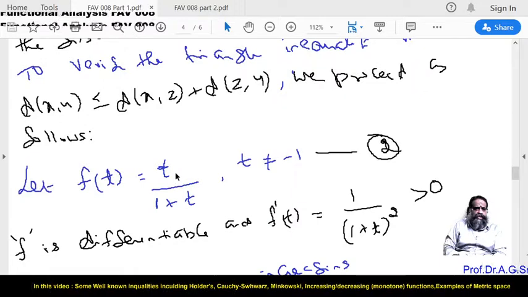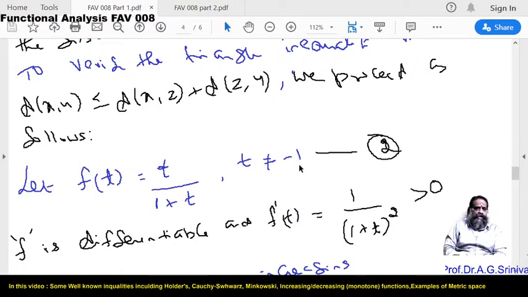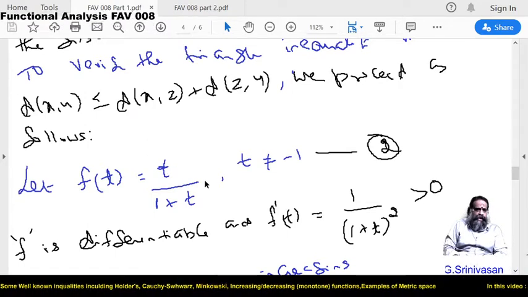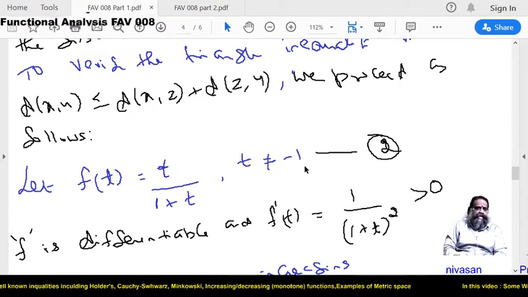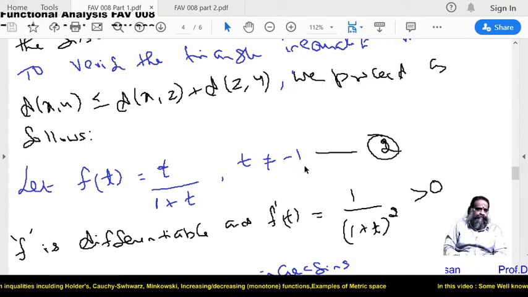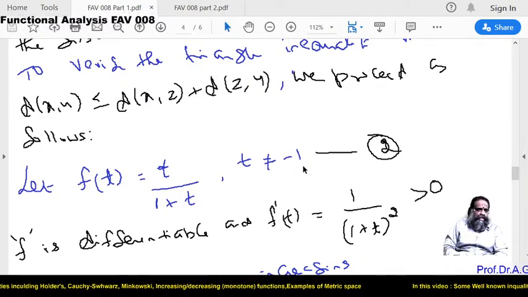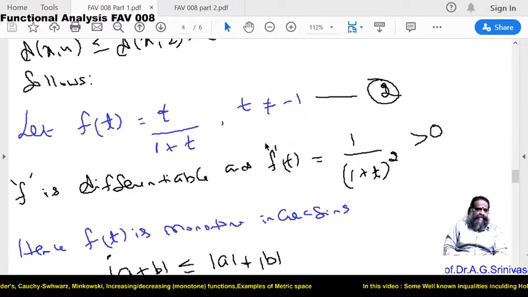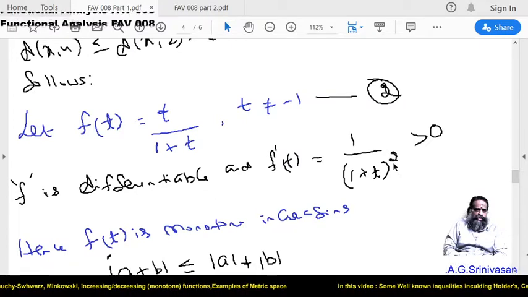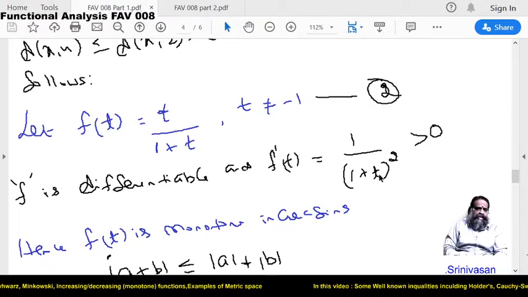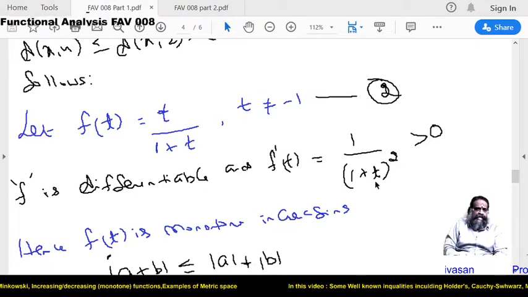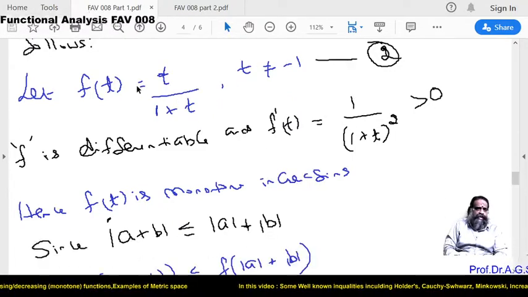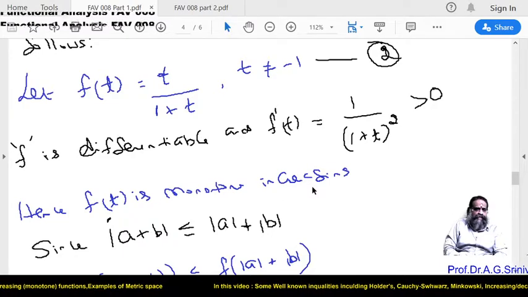Define f(t) = t by 1 plus t for t not equal to minus 1. t is a real number or a complex number, it does not matter. What is important is f(t) is not equal to minus 1. However, if you assume that t is a real number, f is differentiable, then f dash of t is 1 by (1 plus t) the whole square. Whether t is positive or negative, f dash of t is always positive. Therefore, f(t) is a monotonically increasing function.